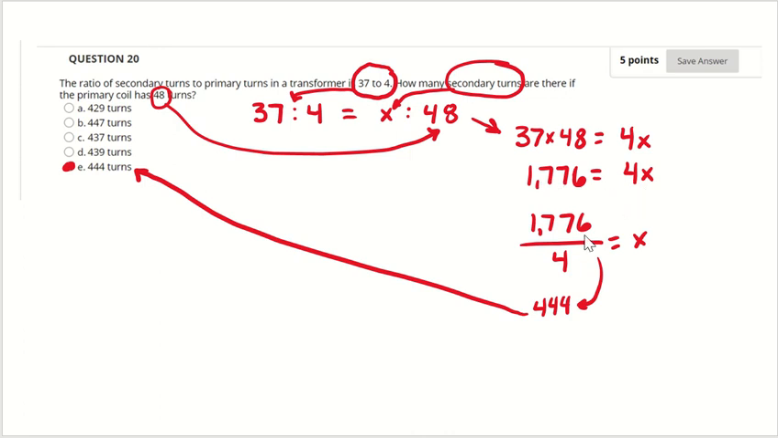1776 is equal to 4x. 1776 divided by 4 equals x. X equals 444. You've got 17 other questions in quiz number 2 to complete.